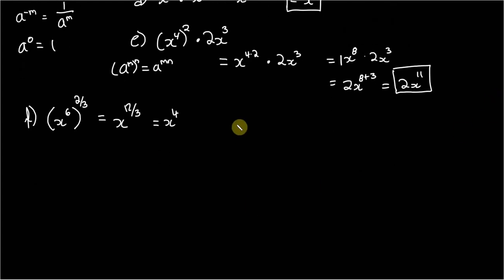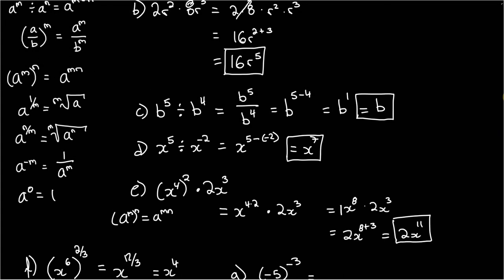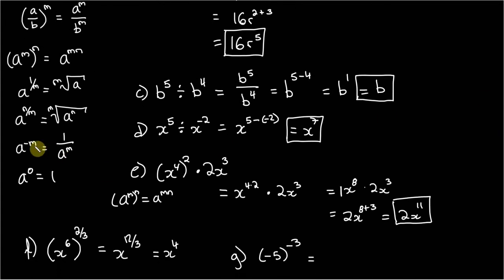Let's do another one. Let's do again something different. Let's say we have minus 5 raised to the power of negative 3. Okay. Well, this is the same if we review our exponent properties. Remember, if you're raised to a negative exponent, it's going to be the same as 1 over a to the m. So in other words, a raised to the negative m is equal to 1 over a to the m. It's the reciprocal of the positive exponent.